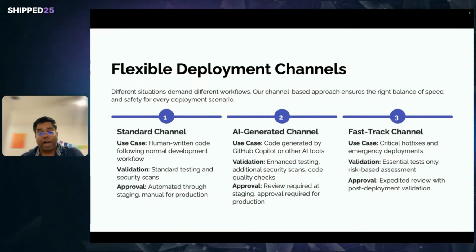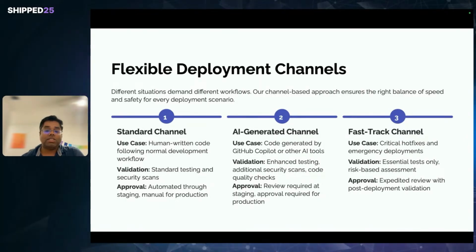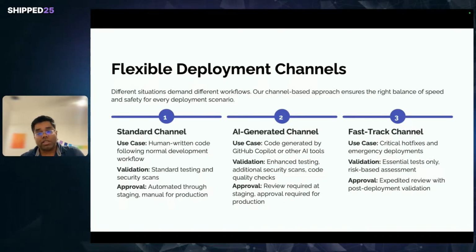And for validation, you need enhanced testing or code quality checks. You can do that in GitHub Actions. And from the approval perspective, you may need an additional review for staging and production. You can implement that using the Octopus Deploy deployment channel. And also the fast track channel, where you can have an expedited review, because that's where it's more about speed and quality.